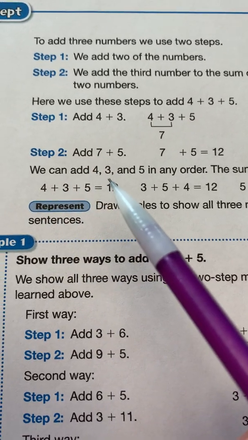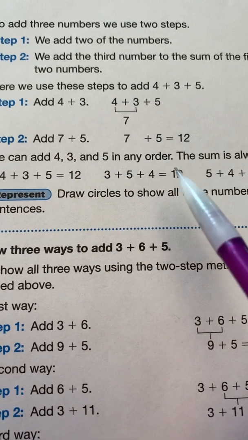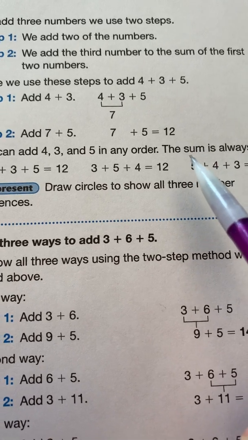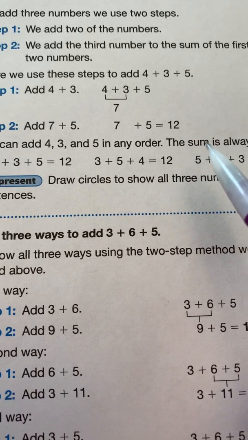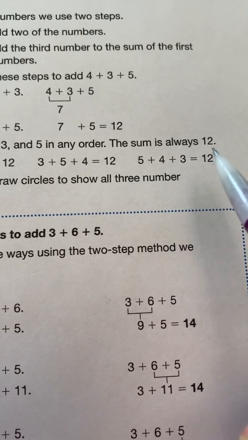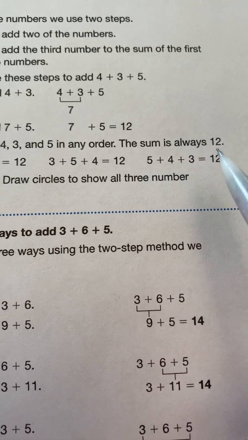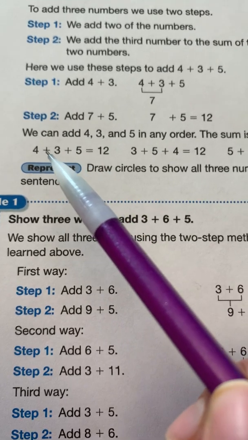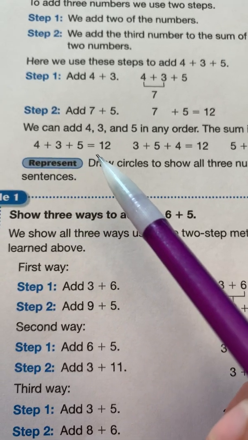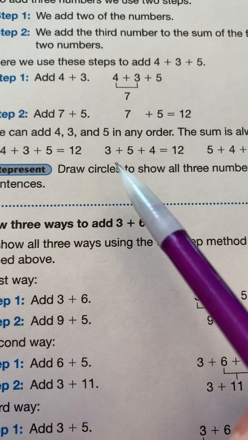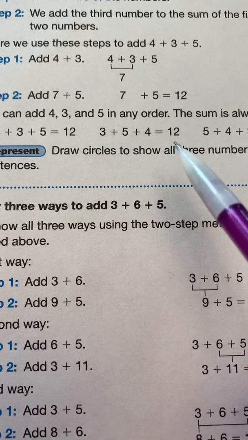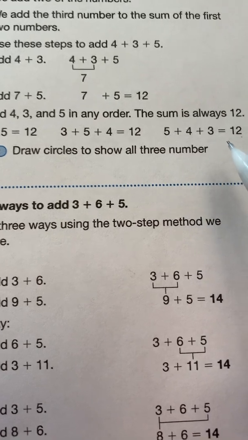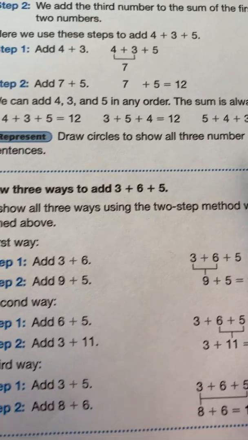We can add 4, 3, and 5 in any order. The sum, which is the answer in an addition number sentence, will always be 12, okay, when we are just adding 4, 3, and 5. So I can do 4 plus 3 plus 5, that's going to equal 12. I could add 3 plus 5 plus 4, that's going to equal 12. And I can also add 5 plus 4 plus 3, that will also equal 12.